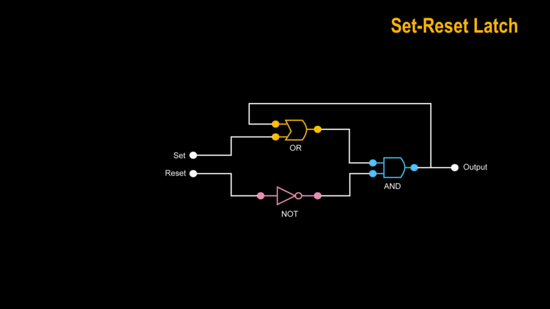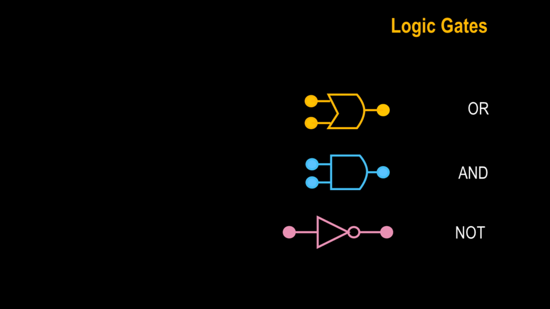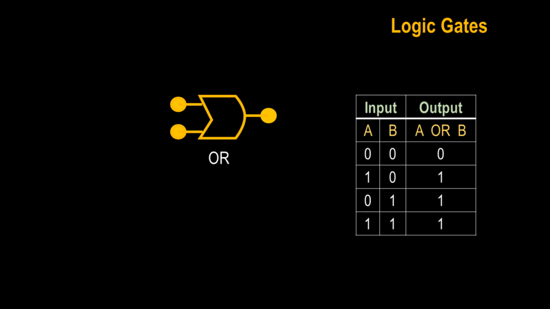Fine. Back to the set reset latch, a circuit that holds memory. Here is a simple set reset latch circuit. It is made up of 3 logic gates: OR, AND, NOT. An OR gate has 2 inputs and 1 output. The truth table shows the input-output relations. When both the inputs are 0, the output is 0. For any other input combination, the output is 1.